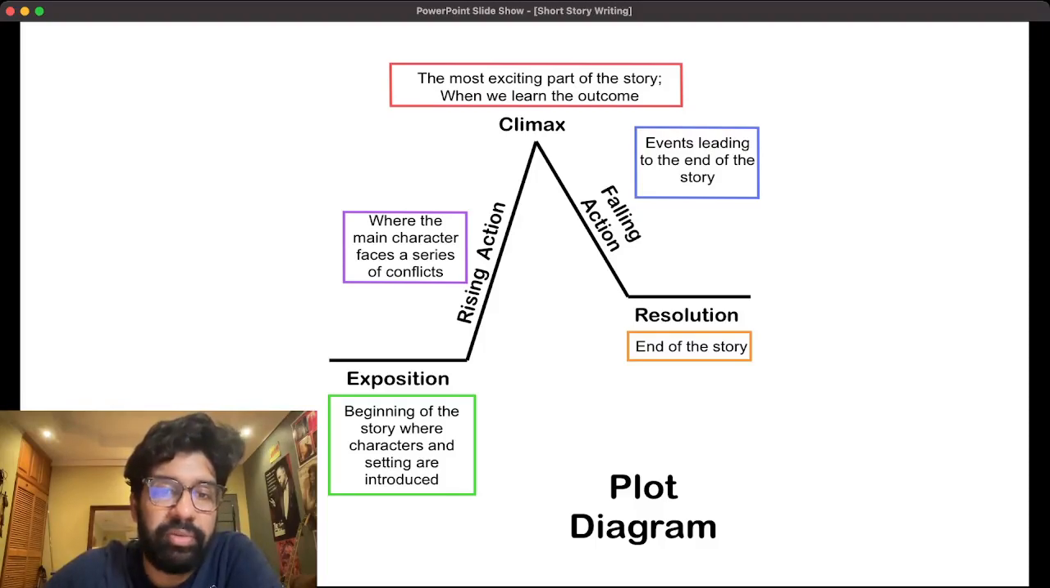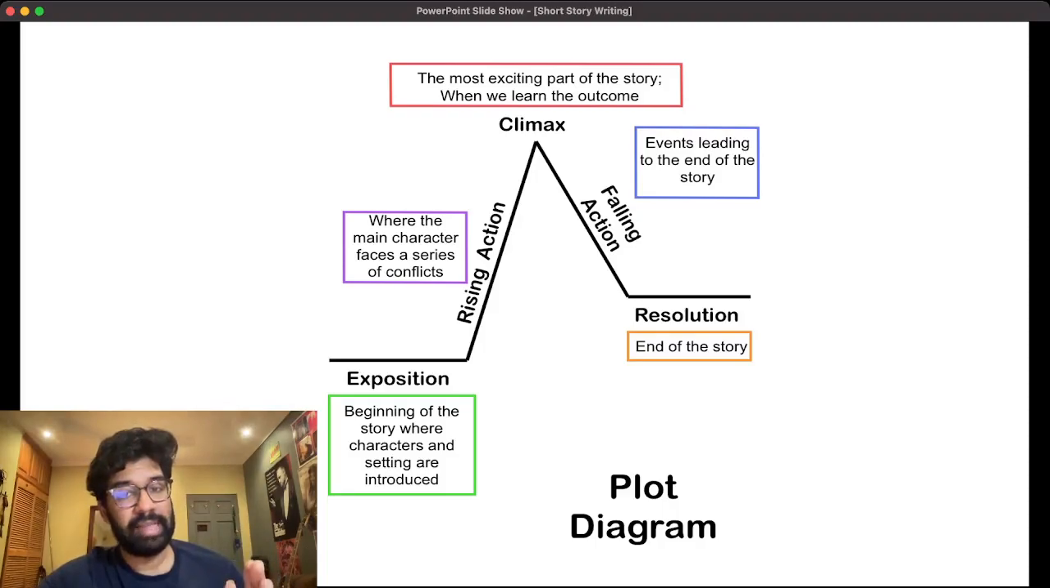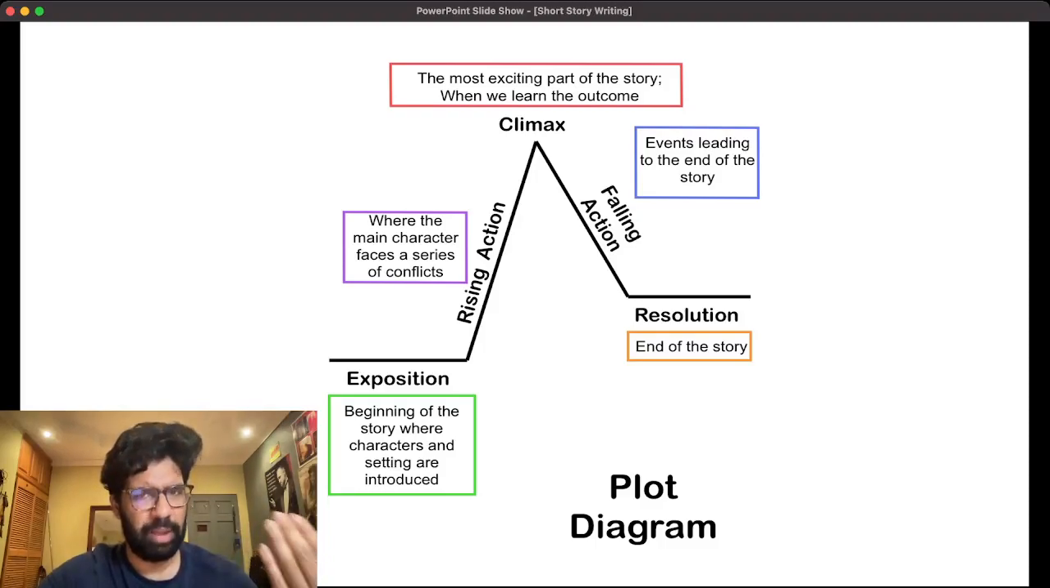Where the main character faces a series of conflicts is the rise in action. So now, in the second and third paragraphs, you bring in other characters and you bring in the problem. What is it? You didn't do your homework. Okay, no, somebody in school is bullying you. Whatever is the problem, you start to develop that problem.